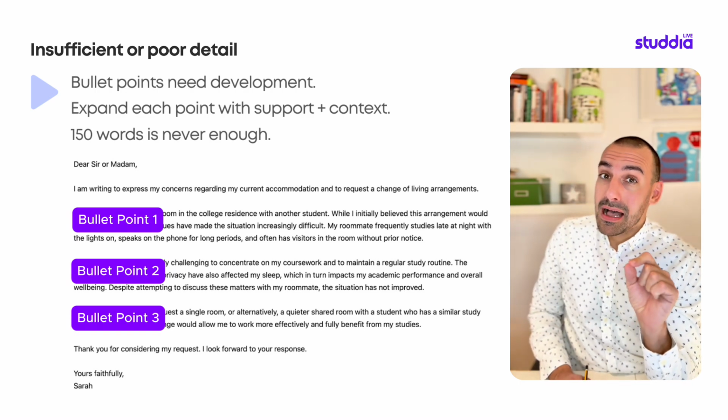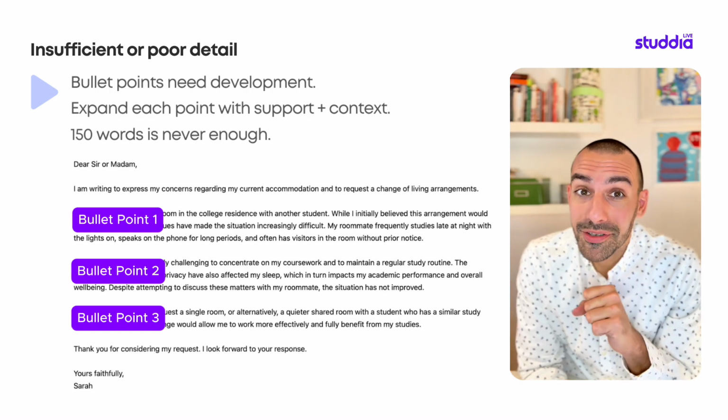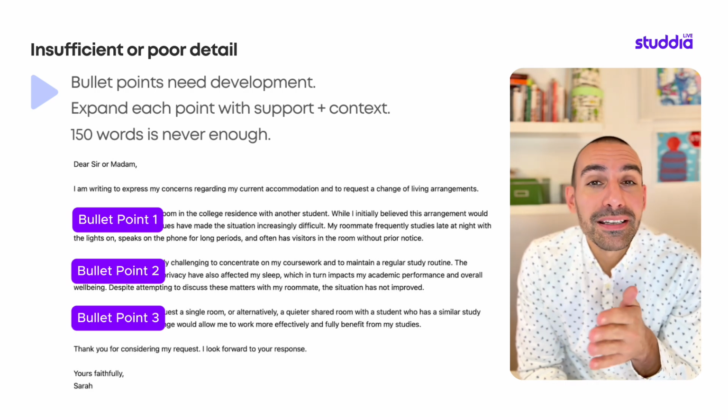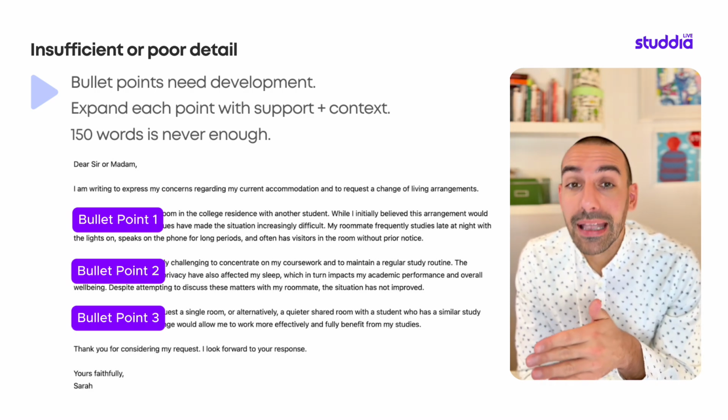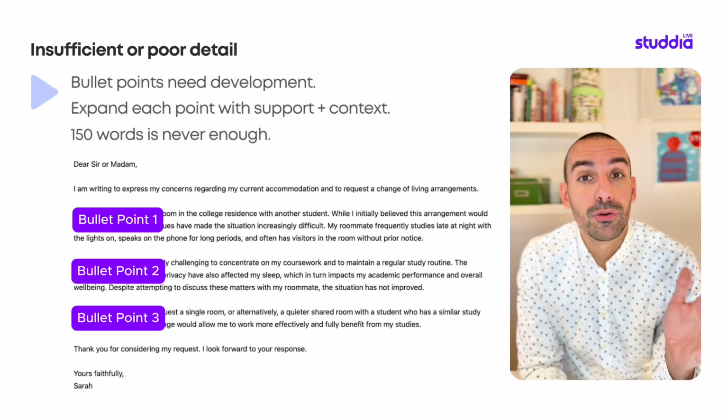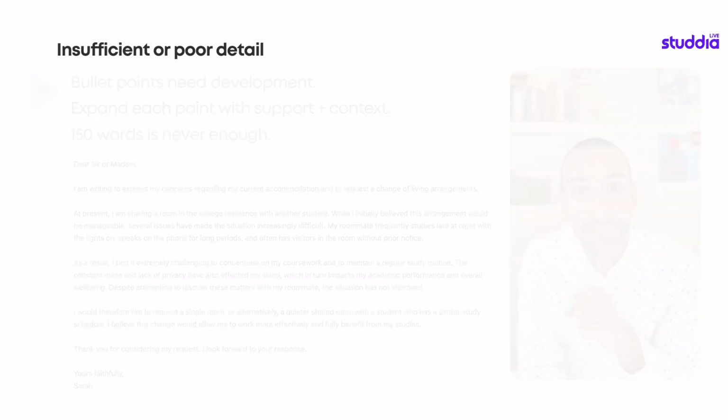And at the same time, don't write very long letters. If you go over 200 words, you're probably spending too much time on task one and losing time for task two, which, by the way, gives you more points than the first one.